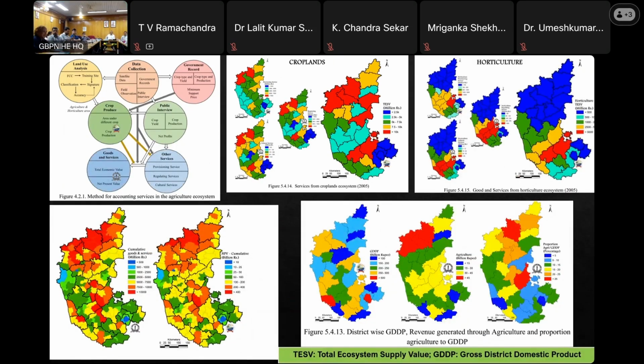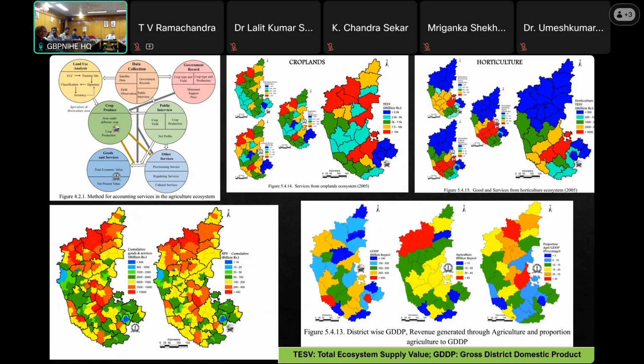Now this gives the agriculture. We collected the data for the crops as well as the horticulture. Agriculture means cropland plus horticulture, as per the agriculture department nomenclature; we use the same. Then this gives the district-wise resources that we get. And also we compare that with the GDP of the district because every district has a GDP. So we said, okay, if you are getting this much revenue from the forest and from agriculture, what is the share in the GDP?